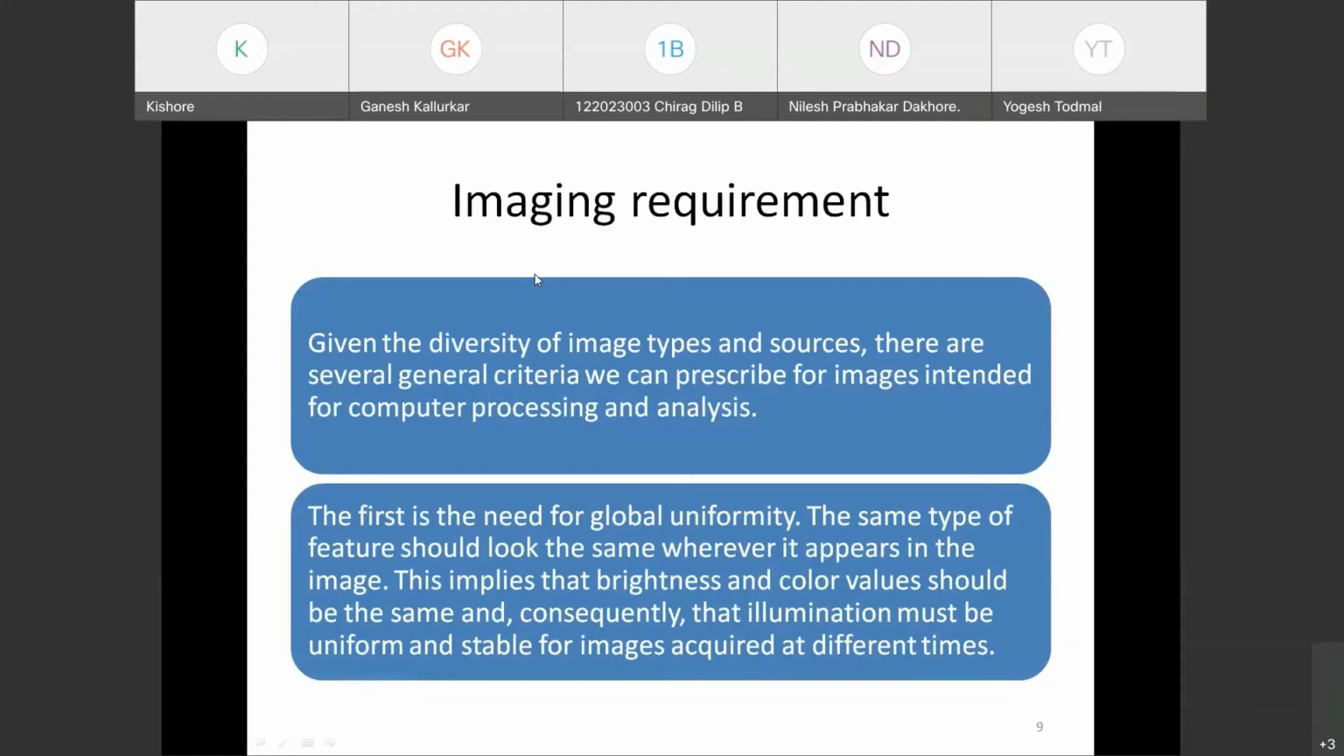Given the diversity of image types and sources, there are several general criteria we can prescribe for images intended for computer processing and analysis. From here onwards, we'll assume that whenever we talk about image processing, it is always digital image processing, and we are making use of computers to process and analyze the given digital image.